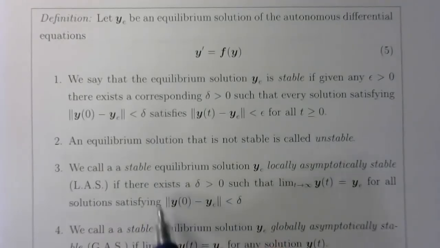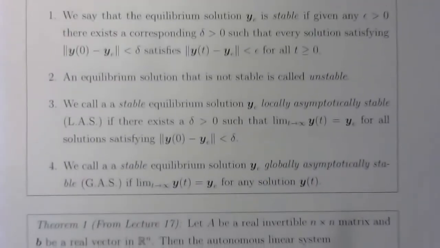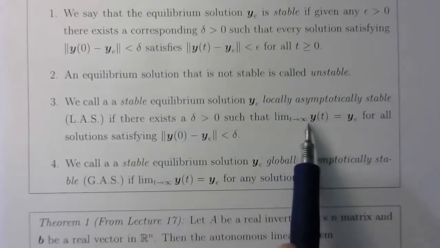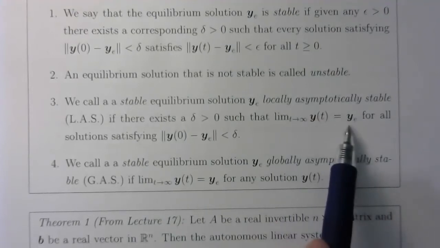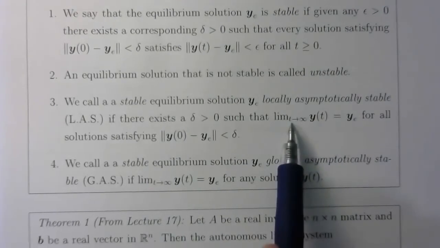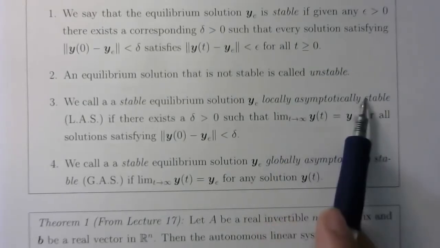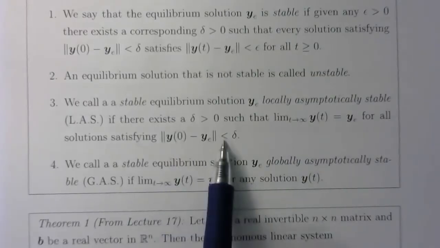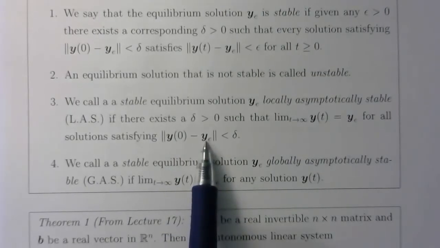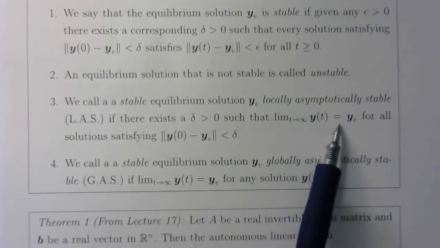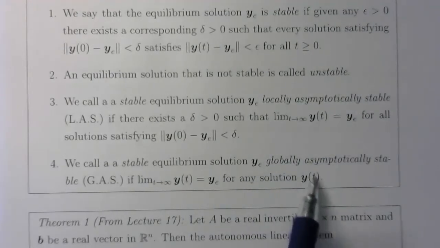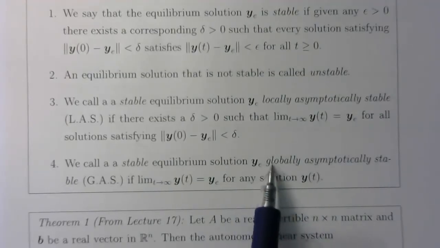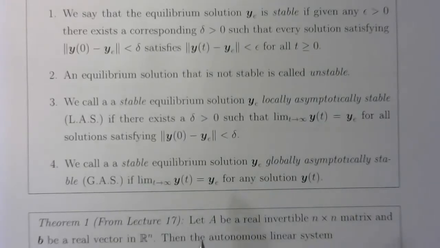If it's stable, we have these 2 other concepts that we may be able to specialize it to. If it's stable and the trajectory y of t approaches y_e, the equilibrium, as t goes to infinity, then we say it's locally asymptotically stable. If we get this asymptotic behavior for any solution that starts anywhere in the space where these guys live, then it's globally asymptotically stable.